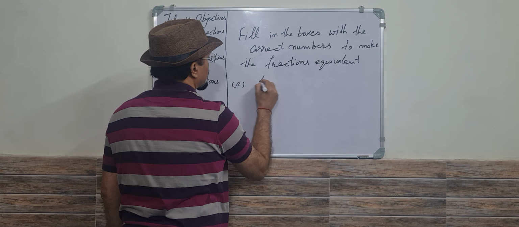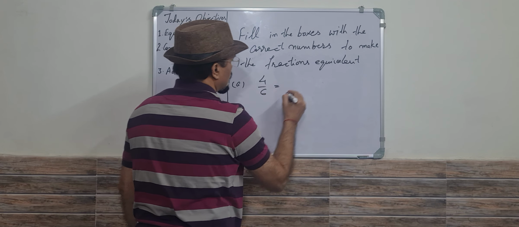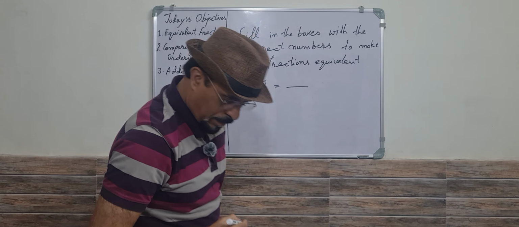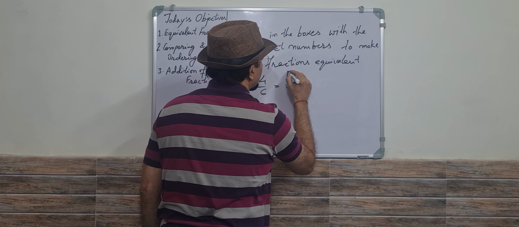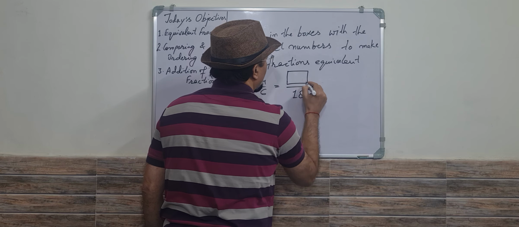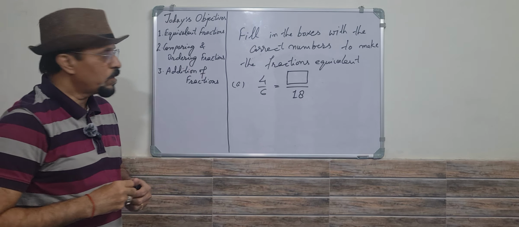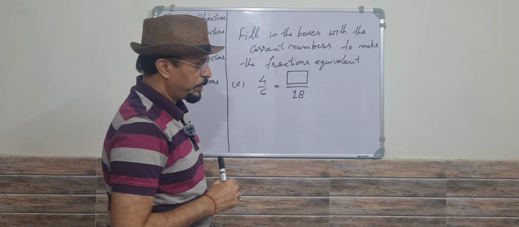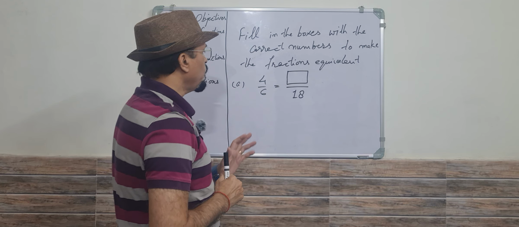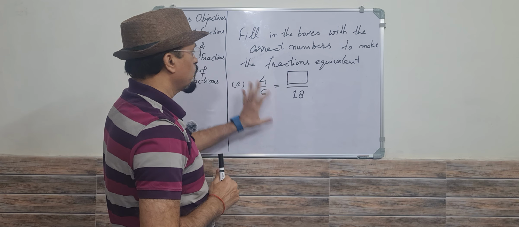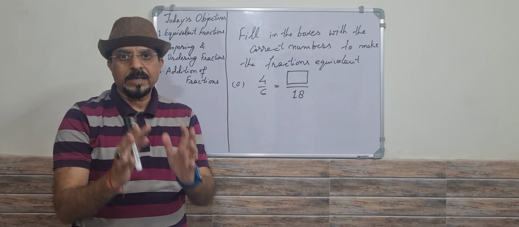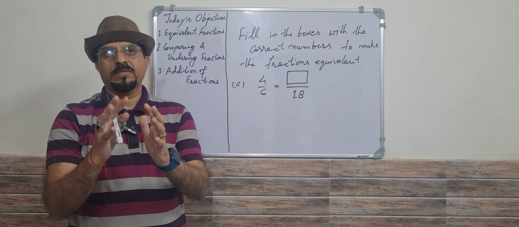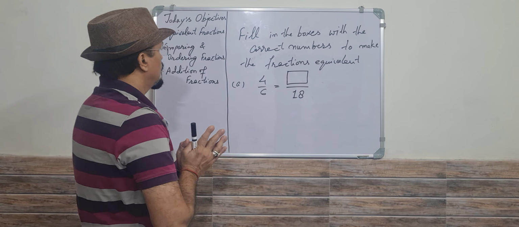First part is 4 by 6 equal to box by 18, and here a box is given, and we have to find what value will come here. To find the equivalent fraction, we know there is a method where we have to multiply the numerator and denominator with the same number.